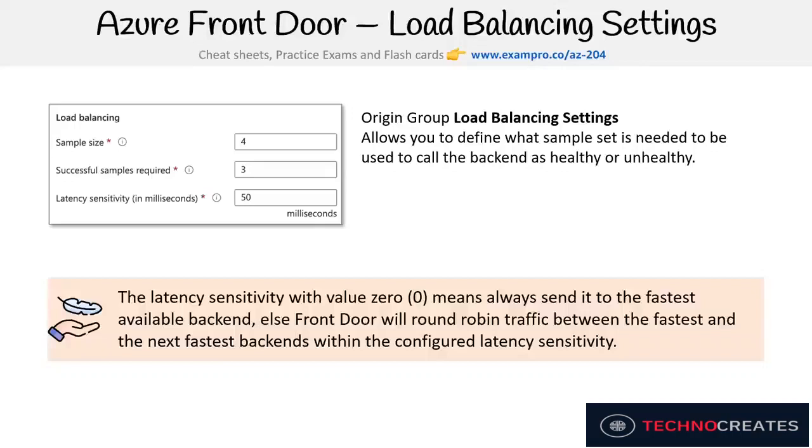So the latency sensitivity, and we're just talking about this last value here, if you set it to 0, it means that it will always send to the fastest available backend. Otherwise, Front Door will round robin traffic between the fastest and the next fastest backends within the configured latency sensitivity. So there you go.